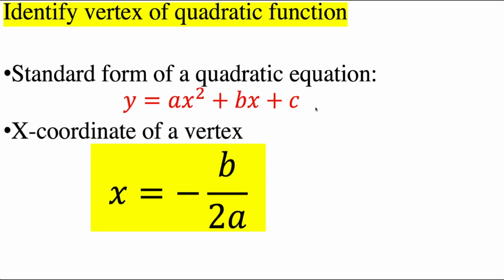So the standard form of a quadratic equation is represented by y is equal to ax squared plus bx plus c. And to get the x coordinate of a vertex, it's going to be this formula right here. So the formula is x is equal to minus b divided by 2a. This is where we get our b value. So the b value is next to the x, and the a value is next to the x squared. And once we figure out the x coordinate, all we have to do is plug it back into the original equation to get the y value.